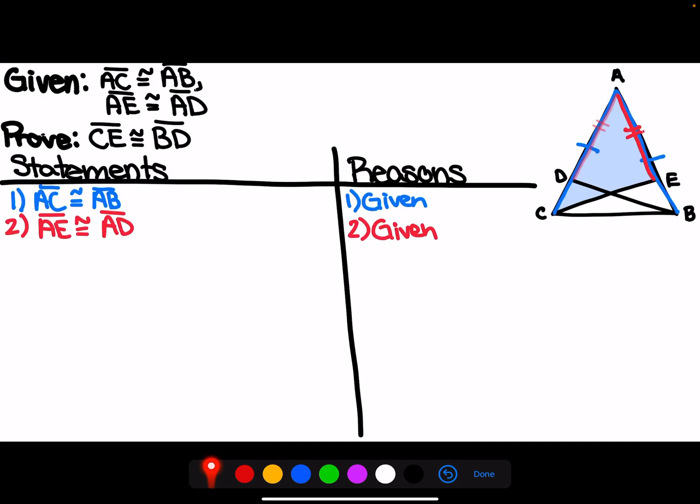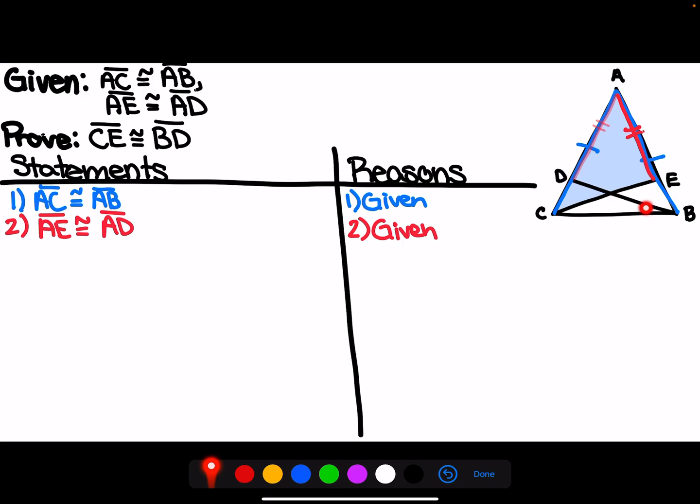So I write out my given first, and I can see that AC is congruent to AB, and AD is congruent to AE. So if I look at this, I have this red segment and this blue segment. So those two segments are two sides of my triangle. So that automatically tells me, hey, I may want to use these two sides to prove triangles are congruent. Further, I look and see that I'm trying to prove that CE is congruent to BD. So those are these two segments on the bottom.